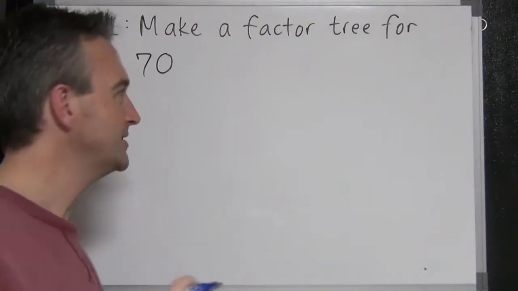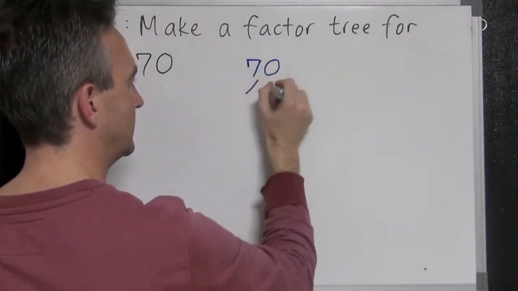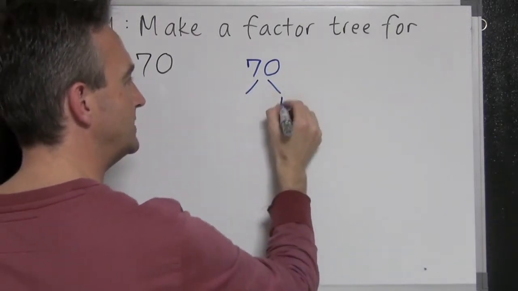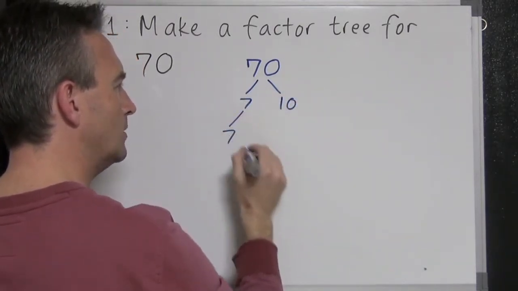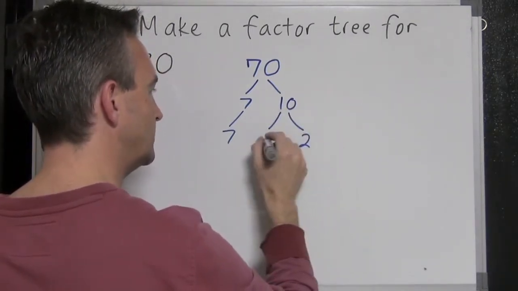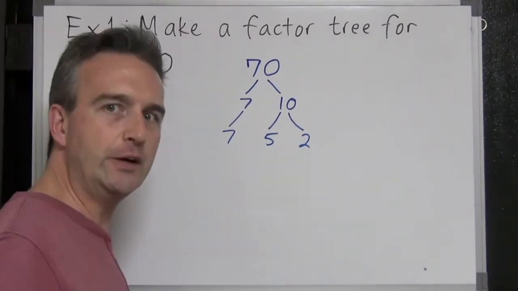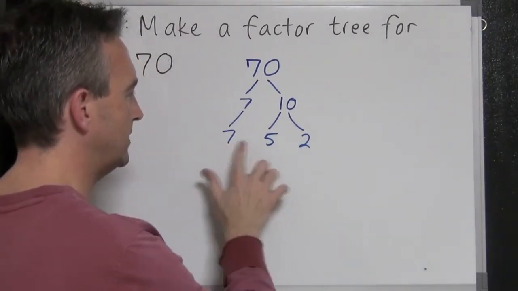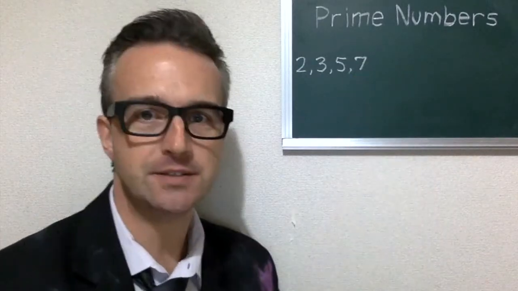Let's try another one. 70. A factor tree for 70. Let's do it. 70 can break up into 10 times 7. 7 can't break up anymore. 10 can break up further. 10 can break up into 2 times 5. There we go, a factor tree for 70. Here we have a couple more prime numbers, 7 and 5. They must be the next 2. So let's add them to our list.